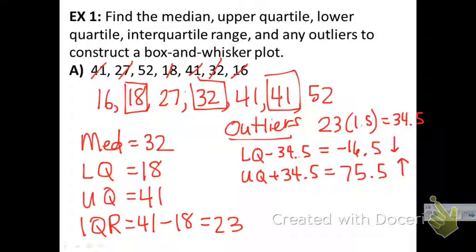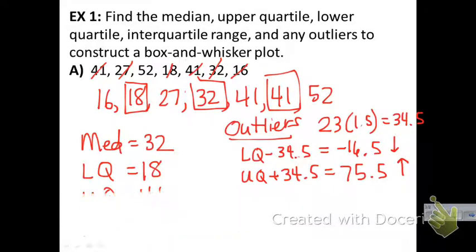The last thing that we are going to do is we will draw our box and whisker, and I'm going to erase some of this over here to draw our box and whisker. So to draw our box and whisker, you need to decide what scale you're going to go by. I think I'll go by tens, 10, 20, 30, 40, 50, 60.